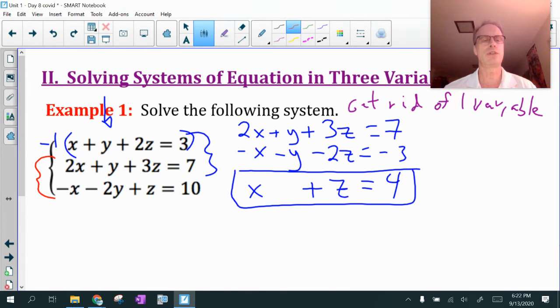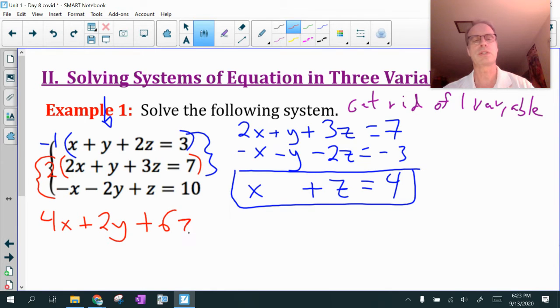And what do I need to do to try and make it so that I'm going to eliminate my y term? Well, if I multiply this one through by 2, I'm going to get 4x plus 2y plus 6z equals 14. And then I'm just going to recopy this third equation and say that's going to be a -x minus 2y plus z equals 10.